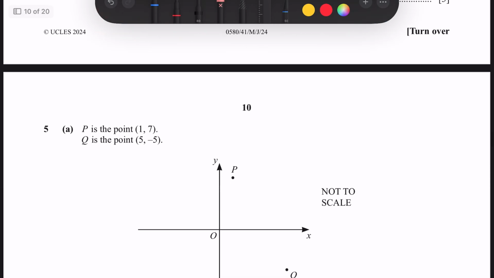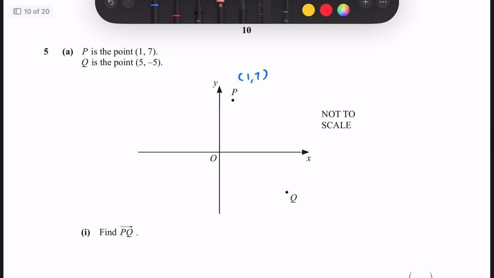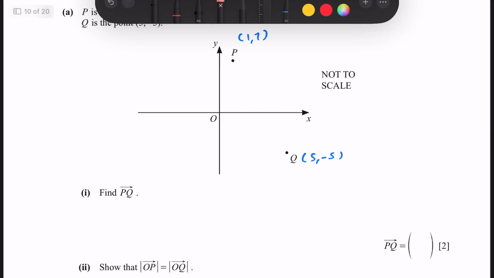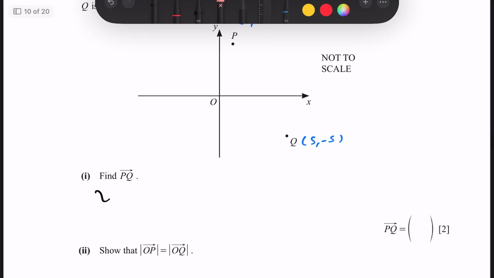Now 5a says that P is the point (1, 7) and Q is the point (5, -5). I part says to find the vector PQ. This means that we have to add something to 1 to get 5. So the x value would be equal to 5 minus 1, which is equal to 4. So 4 goes on the top here. And our y value is equal to the Q y value, which is negative 5.